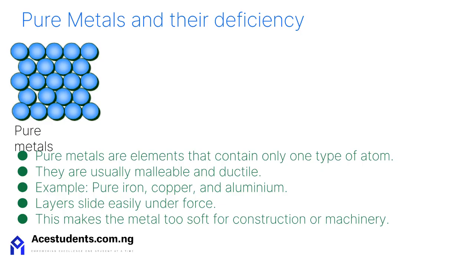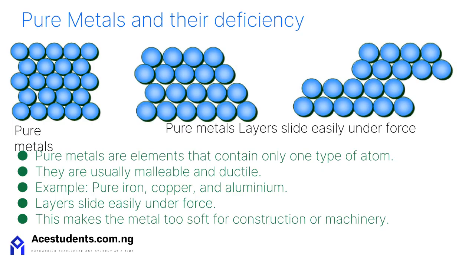Always remember that the softness of pure metals is due to the regular arrangement of atoms, not because the atoms are weak. Because the atoms in pure metals are arranged in neat layers, these layers can easily slide when a force is applied. This sliding makes the metal soft and less useful in structures like bridges or engines. So, how do we make metals stronger?